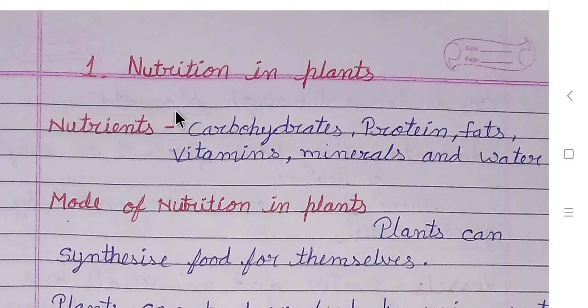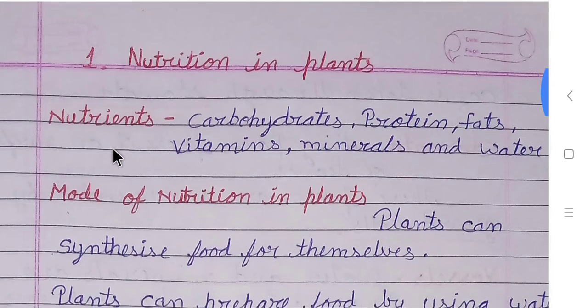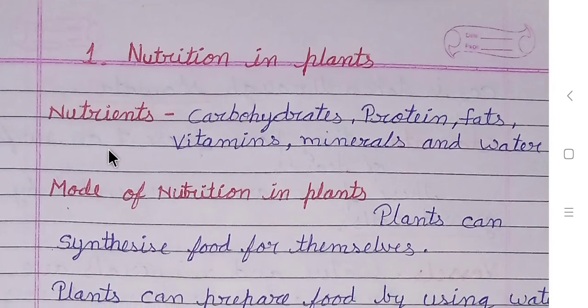We know why nutrients are necessary for us, because nutrients enable living organisms to build their bodies, to grow, to repair damaged parts of their bodies, and nutrients also provide the energy to carry out life processes. So we all know that these nutrients are most necessary for us.